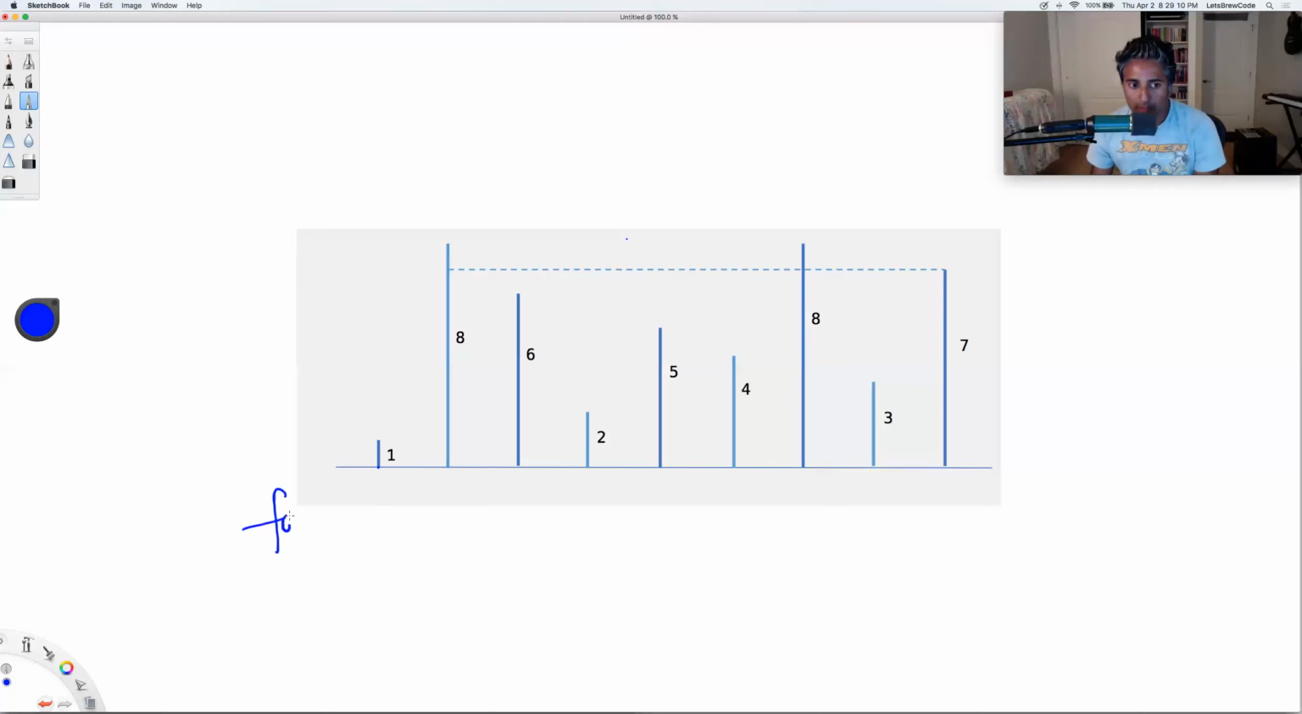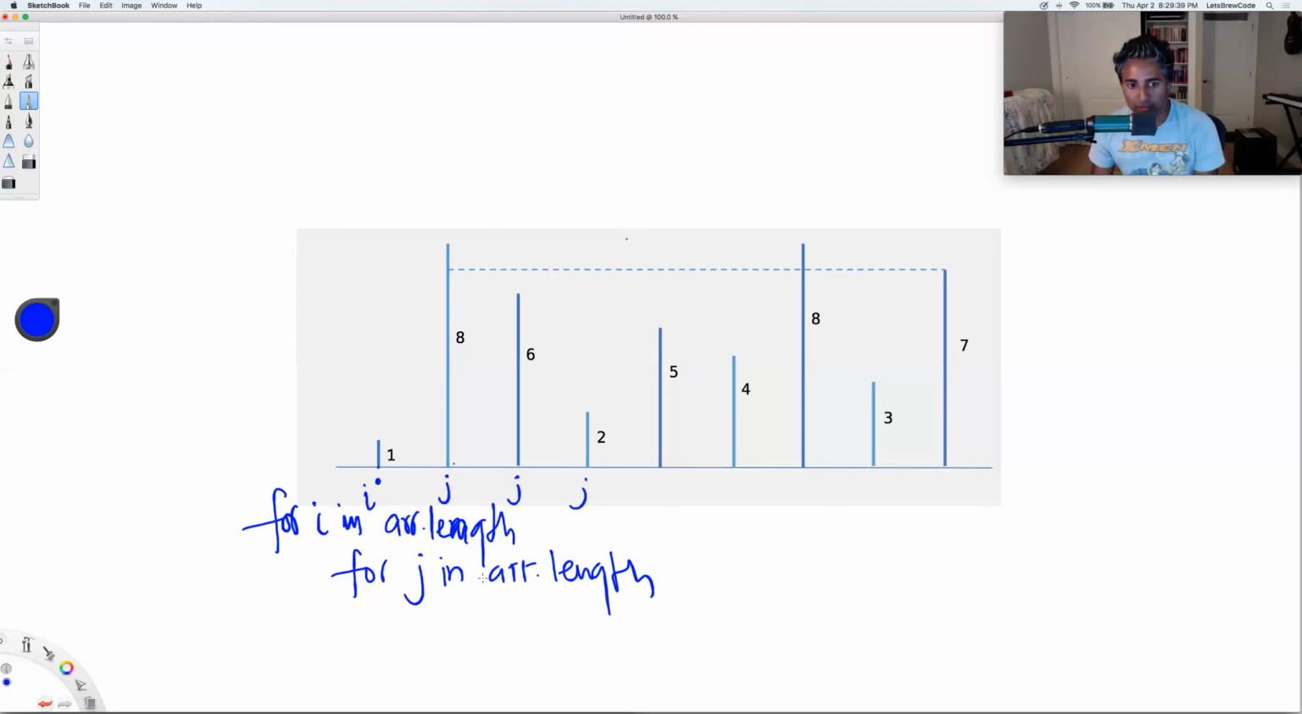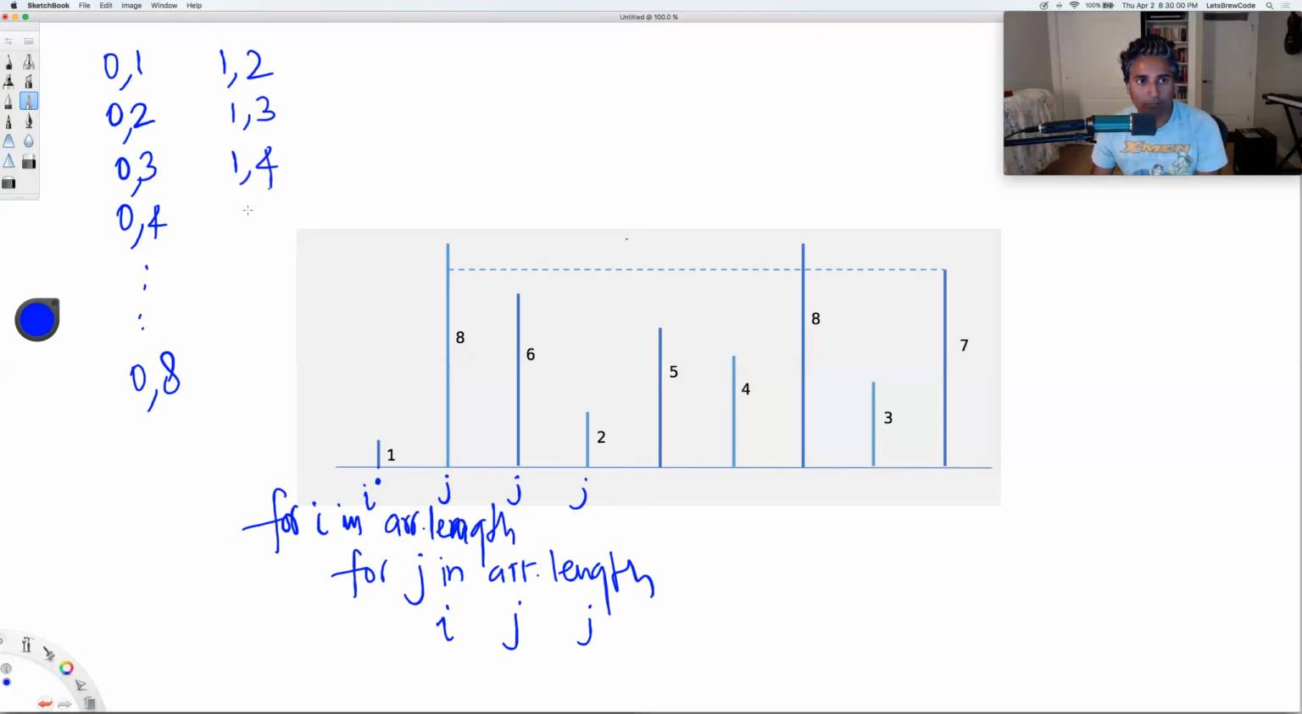The first loop is going to say for, let's say, i in this whole length, array dot length. Then we can write another loop for j in array dot length, such that when first i is set here, then j will be here, then here, then here. Then we will eventually move i to the first position, and j here, here. So basically what we are doing is trying all the combinations of width and height. So window of 0, 1, 0, 2, 0, 3, 0, 4, like that, up to 0, 8. Then 1, 2, 1, 3, 1, 4, 1, 5, all the possible combinations of windows. And then find the height, the minimum of the two heights.